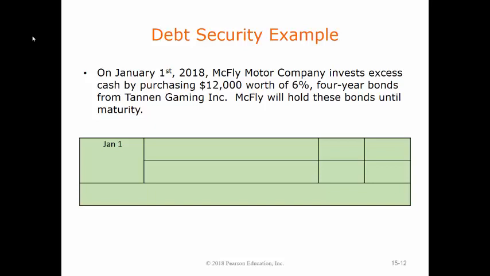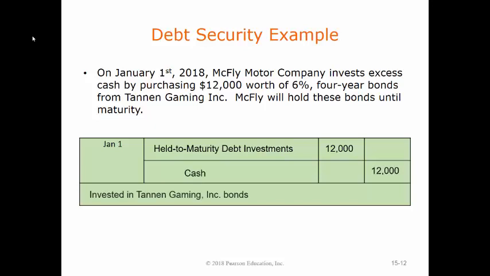So since, again, we need to state our intention at the time we put the investments on the books, we're going to record this as a held to maturity, or HTM, debt investment. And we put it on the books for face value, which is $12,000. And then we are letting Tannen borrow that money, which means we need to decrease our cash account by that same $12,000. And that is the journal entry to record our investment in Tannen Gaming Company's bonds.